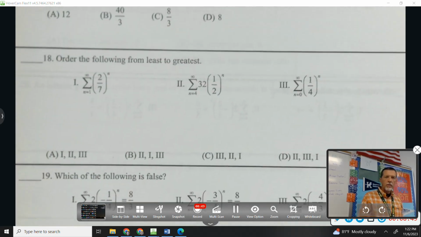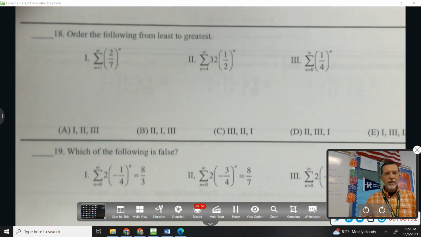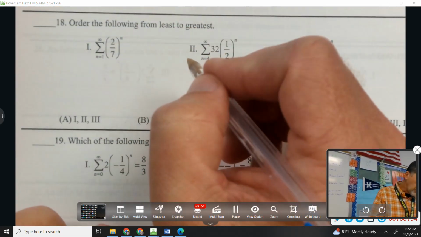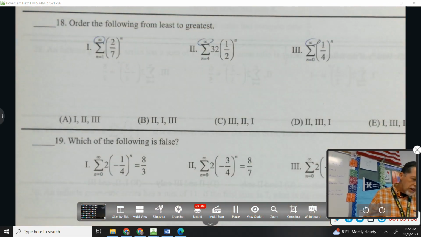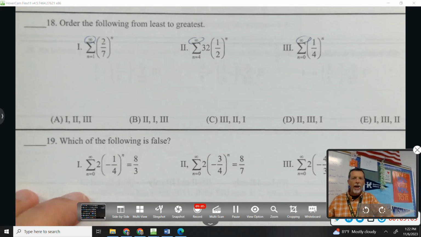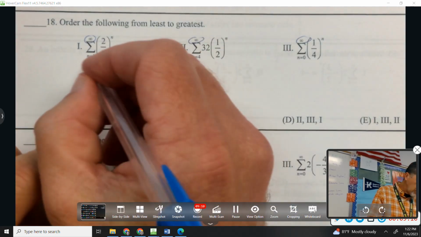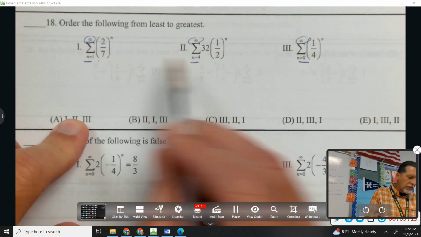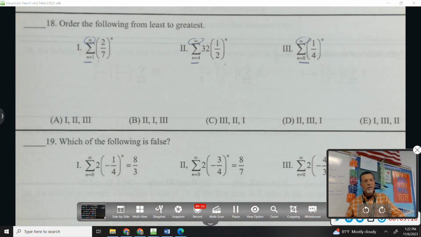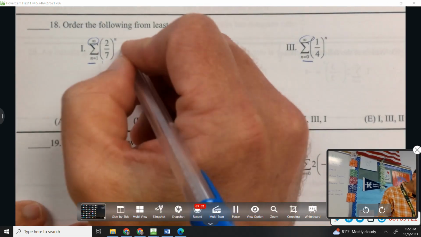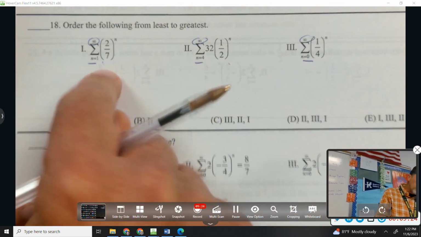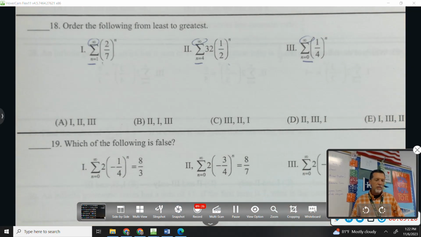Number 18. Order the following from least to greatest. They're all infinite. I'm trying to see if there's a shortcut to tell which one's least and which one's greatest without actually doing the problem. But because they start at different things, 1, 4, and 0, and there are different r's, I think I'm just going to have to calculate all 3 sums and then put them in order. The r is good for all of those: 2/7, 1/2, 1/4. All those are less than 1, so we're good there.